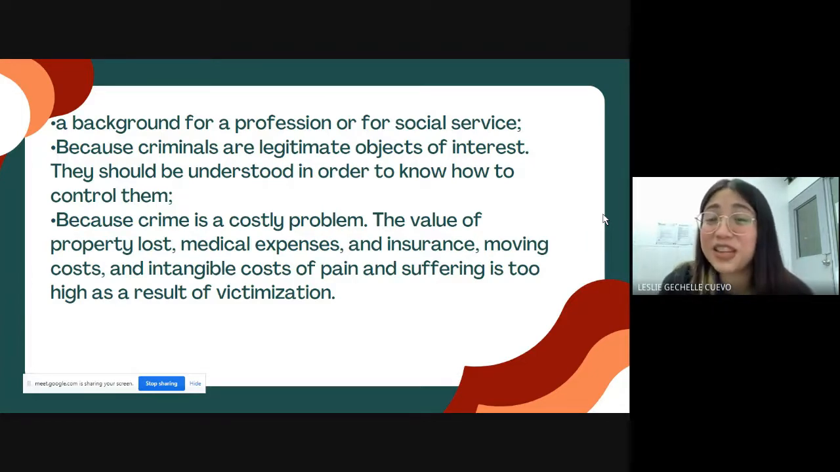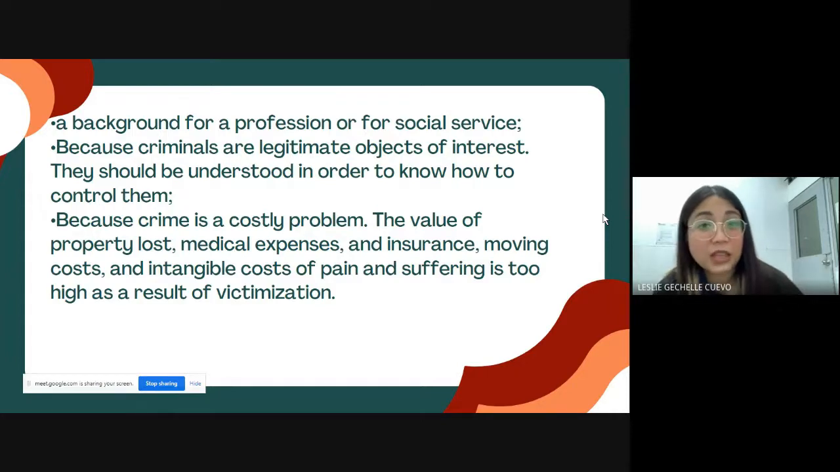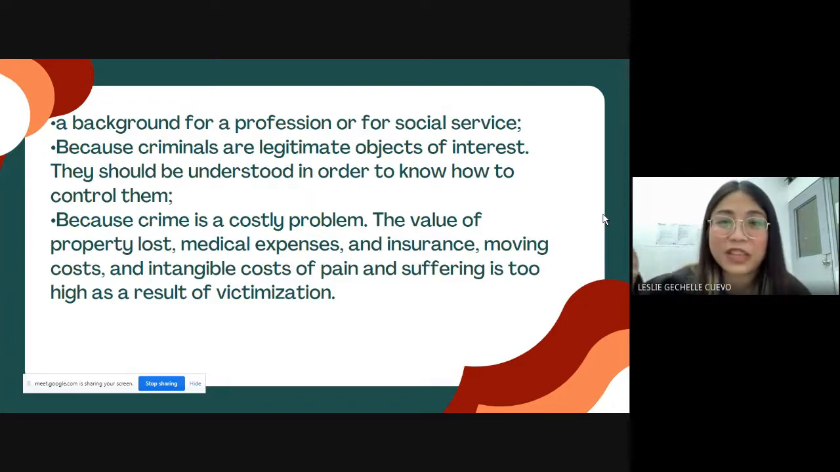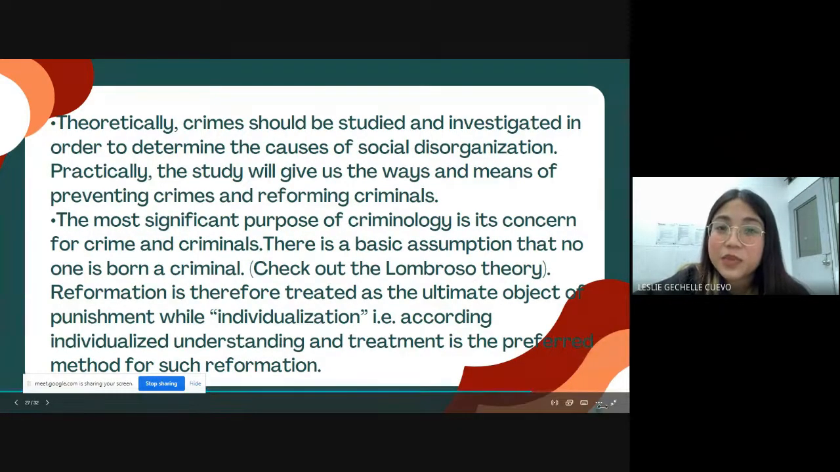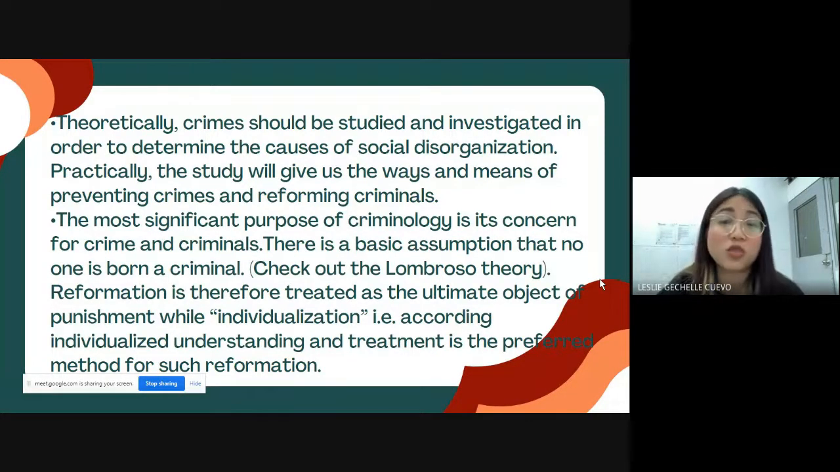So, the value of property lost, medical expenses, and insurance, moving costs, and intangible costs of pain and suffering is too high as a result of victimization. Hindi mo matatapatan ng pera kapag nabiktima ka. Yung trauma, mahirap bayaran ang trauma. Mahirap maglagay ng specific na fee na katapat ng trauma. Theoretically, crimes should be studied and investigated in order to determine the causes of social disorganization. Practically, the study will give us ways and means of preventing crimes and reforming criminals.